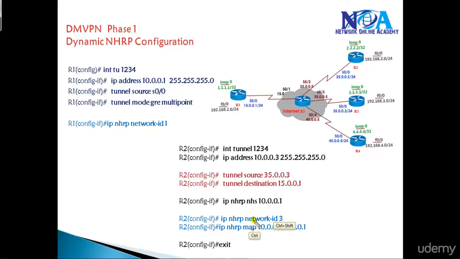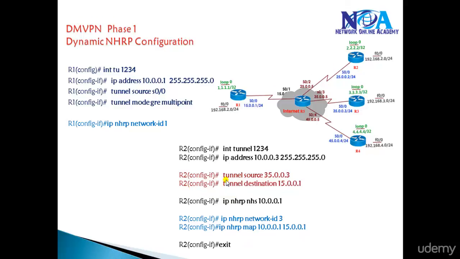Apart from that, we need to configure one more command here, ip nhrp map, and the spokes must be configured with the tunnel IP address and the NBMA address of the server. That is one more mandatory thing. The spokes have to be configured with the tunnel IP address of the hub, 10.0.0.1, and the NBMA address of the hub. So that manual mapping is mandatory, we need to configure it on the spokes. Apart from that, all the remaining mappings will be learned automatically.